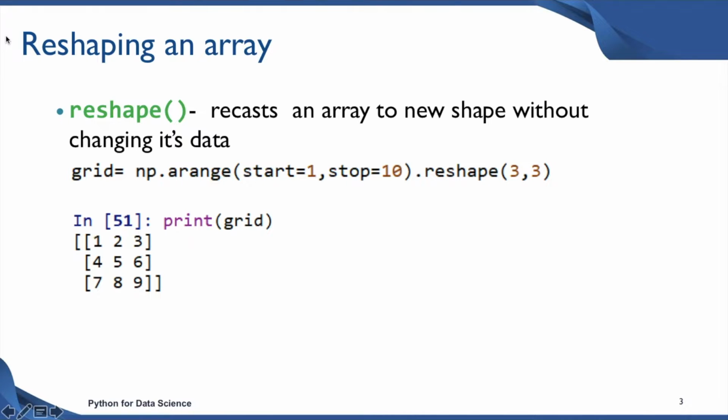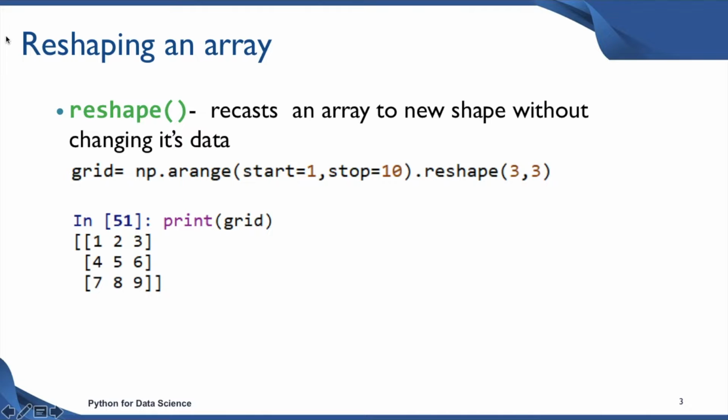So the first method is reshape. Remember, in the previous lecture we discussed the arange function. So arange gives out a 1D array, right? So it does not give us the 2-dimensional or 3-dimensional array which we want, right?